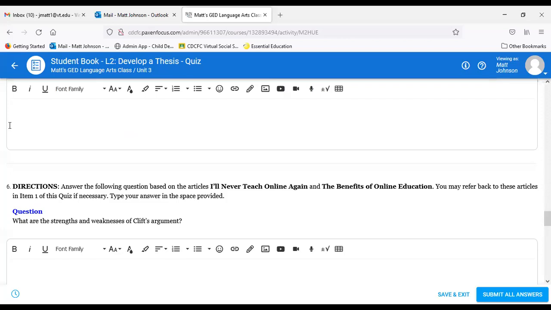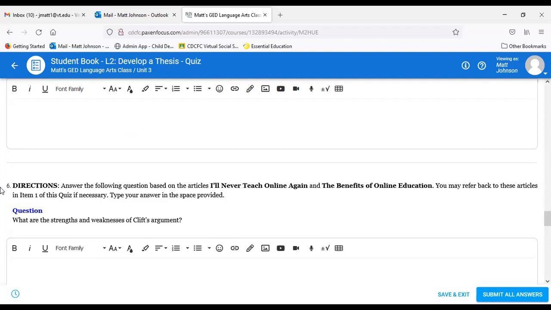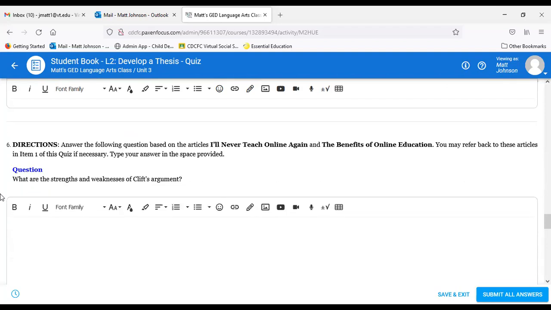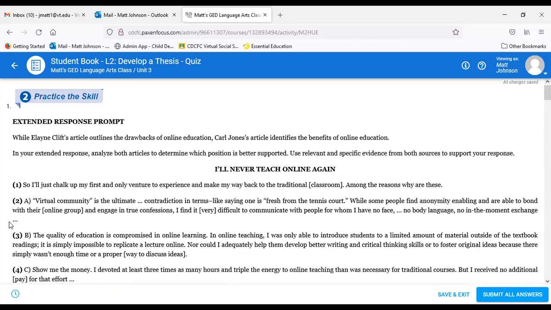Okay, so 6. Answer the following questions based on the articles I'll Never Teach Online Again and the Benefits of Online Education. You may refer back to these articles, okay? So now we're getting to actually evaluating each argument, okay? So looking at Cliff's argument, what do you see as the strengths and weaknesses of hers? Go back and take a look here as well at the article.